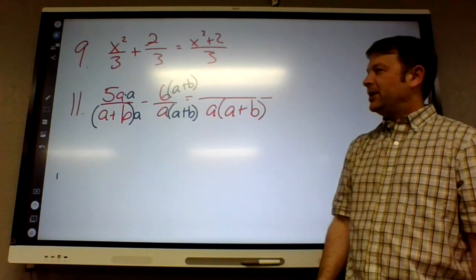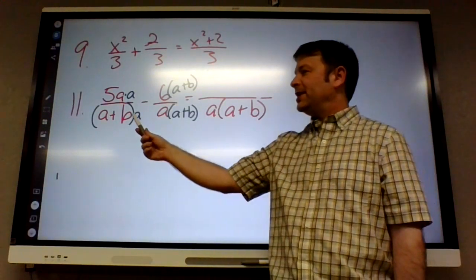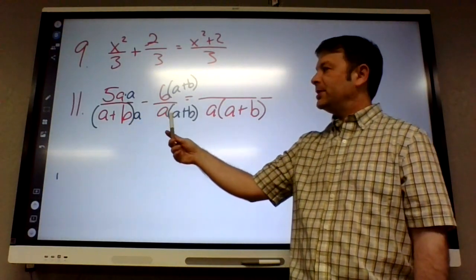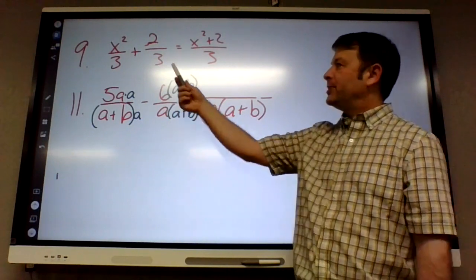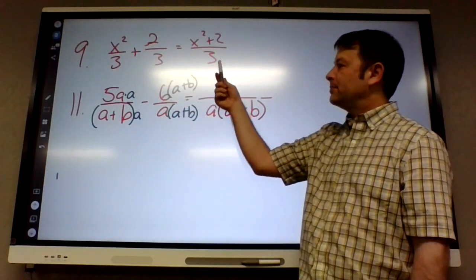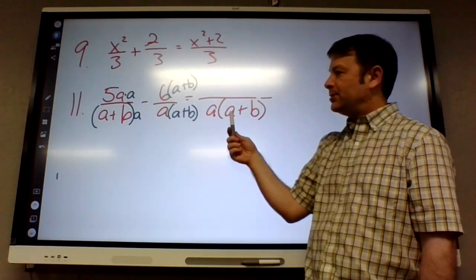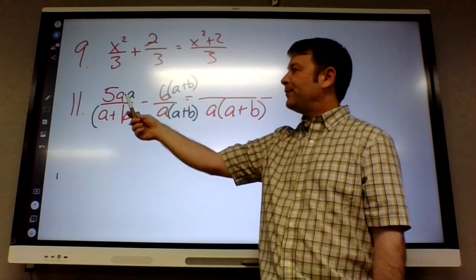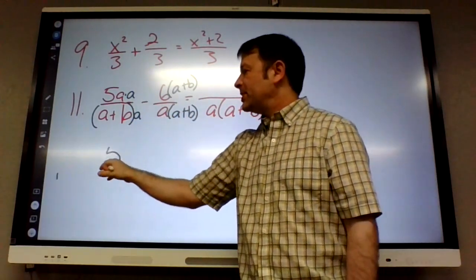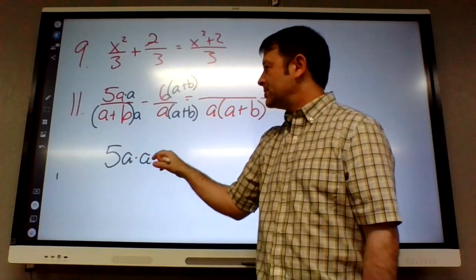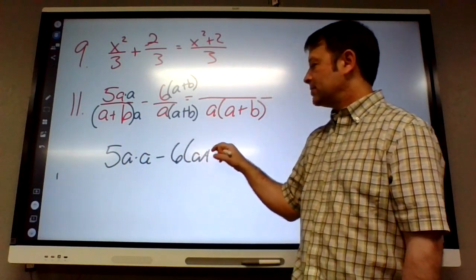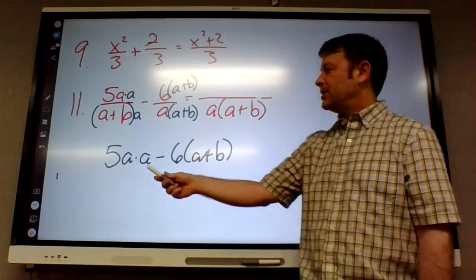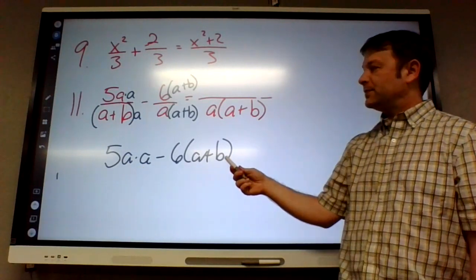Now the good news is the denominators don't really do anything. When you have a common denominator, it just stays the same. So we don't need to do anything to the bottom. We just need to simplify the top. So basically what's going on at the top is this. That's kind of the problem. We just need to simplify that stuff.